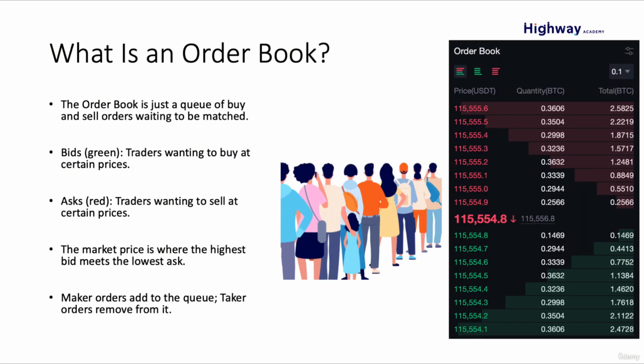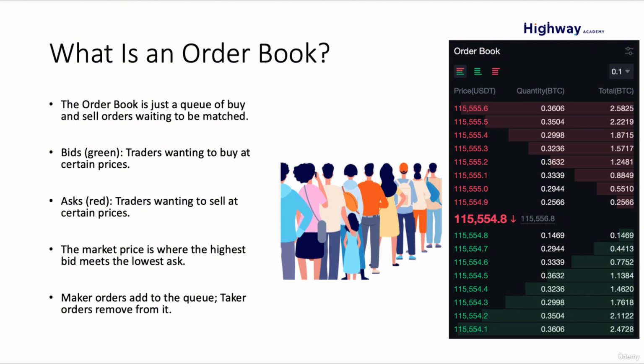What is an order book? Now let's talk about something you'll see in every trading platform, the order book. The order book is simply a list or a queue of all buy and sell orders waiting to be matched on the exchange. It updates in real time, showing you exactly what prices traders are willing to buy and sell at. Let's break this down.